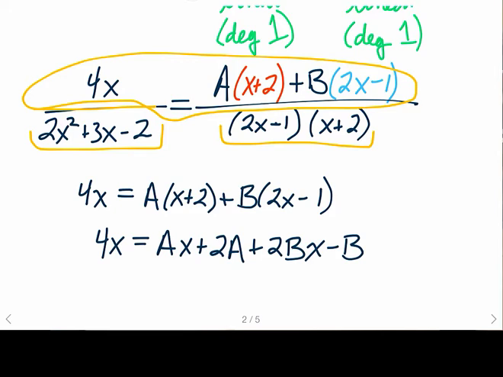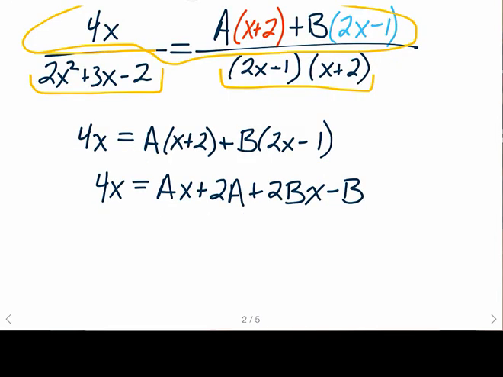Let's go ahead and simplify the expression on the right-hand side, and we now get 4x is equal to ax plus 2a plus 2bx minus b. I'm going to write the left-hand side in a weird way in just a moment, but first, on the right-hand side, what I want to do is put like with like. So I have ax, and then a little while later I have 2bx.